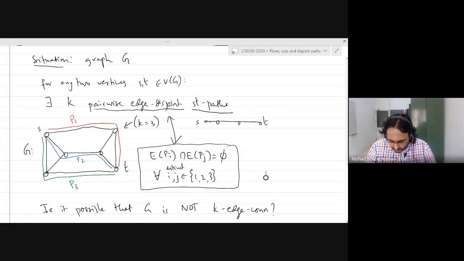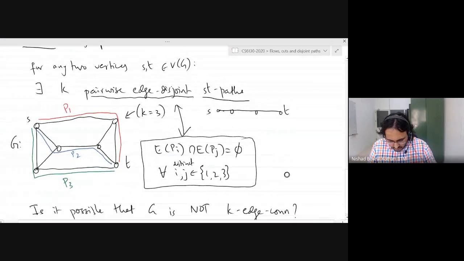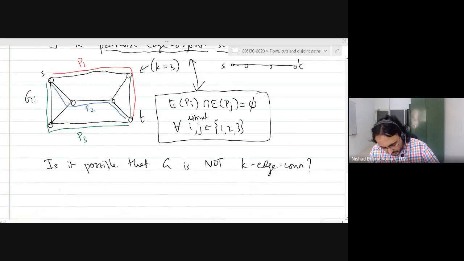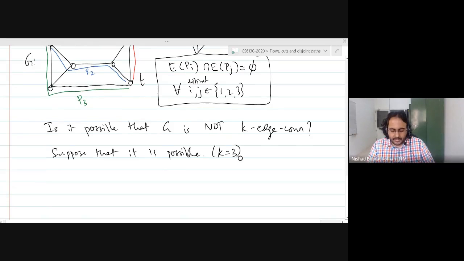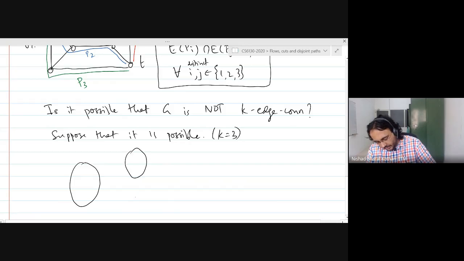Let's see why this is not possible. So let's suppose it is possible. Okay, and I'm going to work with k equal to 3. So what you're saying is, in this case, you are able to remove two edges and disconnect the graph, right? So for example, you remove two edges and you disconnect the graph maybe like this, or it could look like just two pieces.